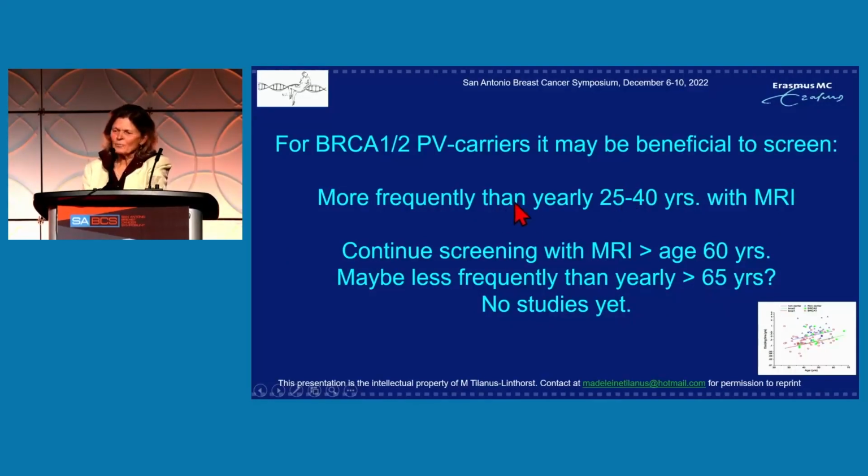So maybe for BRCA1/2 PV carriers, it may be beneficial to screen more frequently than yearly below age 40 with MRI, especially the BRCA1. We should continue screening with MRI also above age 60 years, as is in the guidelines, of course, also in the Netherlands now. And maybe less frequently than yearly is possible above 65 years, but there are no studies known to me with that scheme yet.